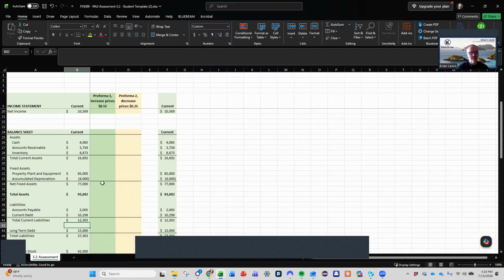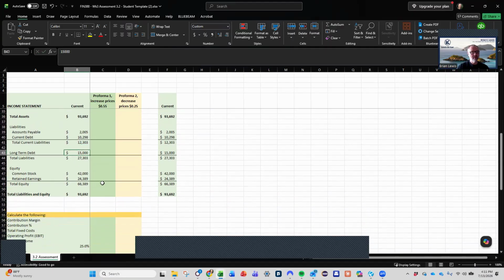Okay, 12,303. We have our total liabilities, which I'll do a little differently so people can see it differently as well. Take that plus that one. And then our common stock, our retained earnings, or our total equity, we're going to do that number plus that number. So total equity. So our total liabilities and equity should be, and I'll do this a little differently. I like to change things up a little bit. Okay. And voila. So we have all the numbers there. Now what's our contribution margin?